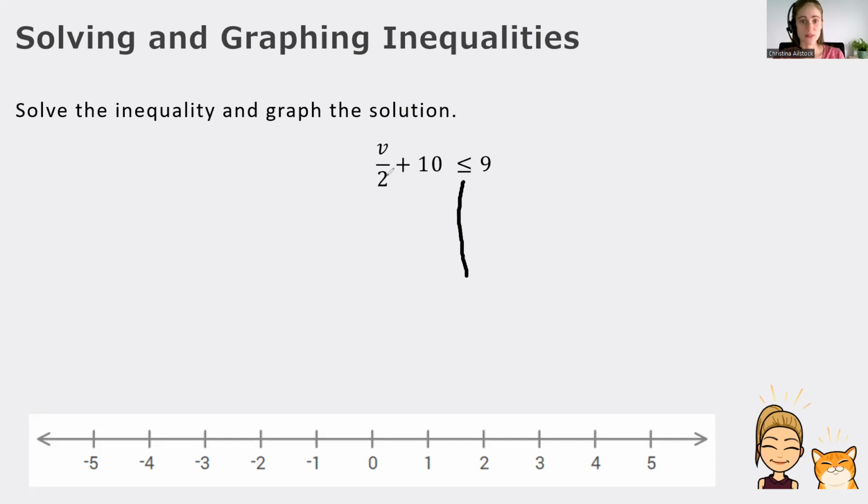So in that theme of inverse, we need to do everything in that inverse and opposite order. So reverse order of operations, we're going to get rid of any addition or subtraction first. The inverse of adding 10 would be subtracting 10. We're going to subtract 10 from both sides. 10 minus 10 is 0. That zeroes out, and we're left with v over 2 is less than or equal to 9 minus 10.